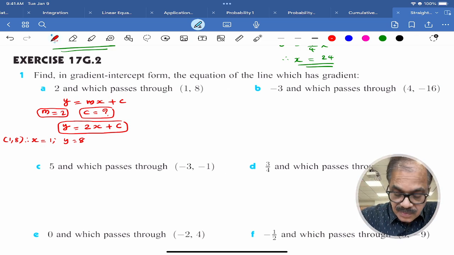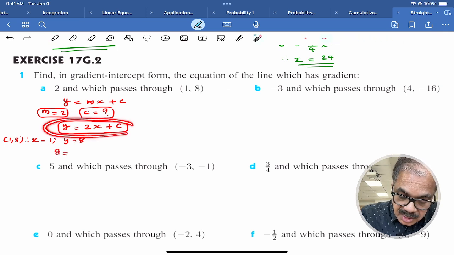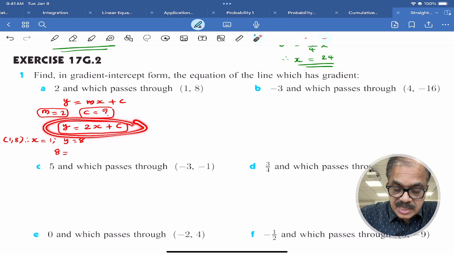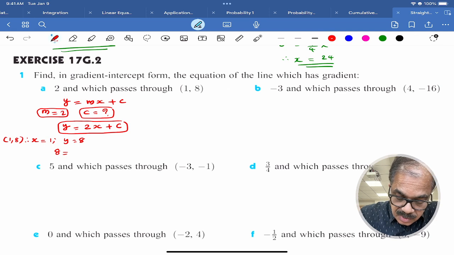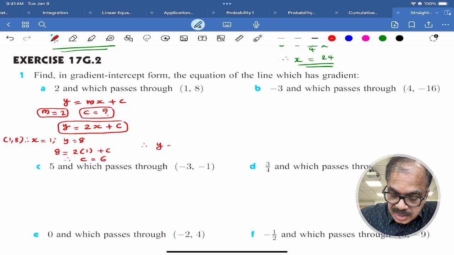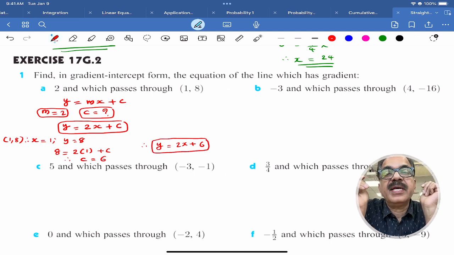So I'm going to plug it in. I substitute these values into this equation. So when I replace it, 8, that's my y value, is equal to 2 times x, x is 1, plus c. So I solve for c. c is equal to 6. Once you get the value of c, put that back in. Therefore, y is equal to 2x plus 6 is my final answer. I replace c with its value.